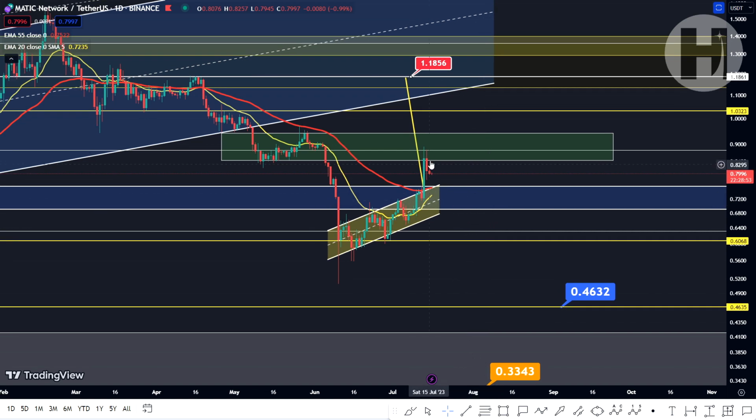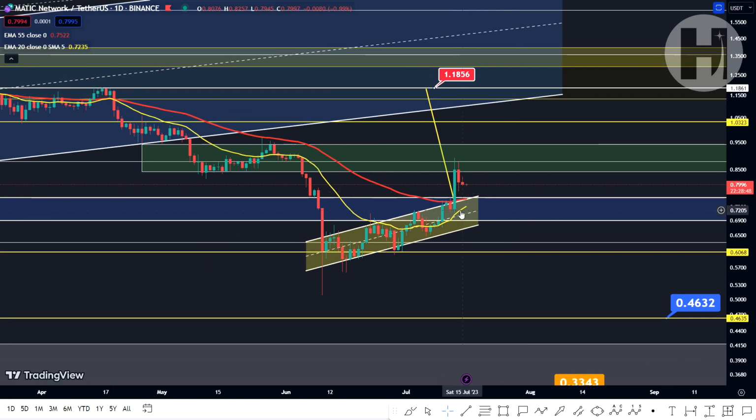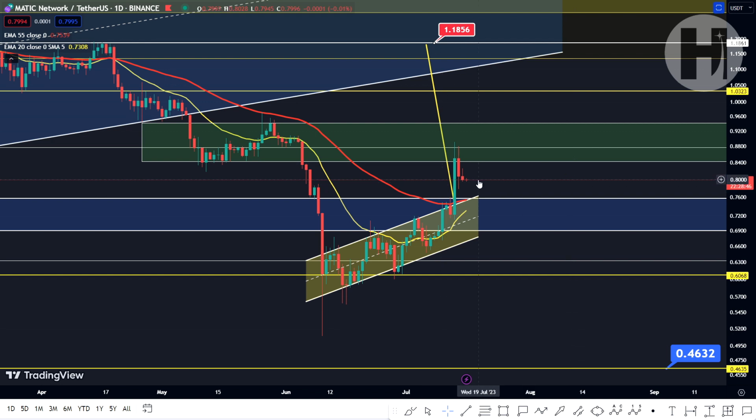Right now, I would say probably just wait a little bit, because we are overextended. You can see the distance in between the price action and the 20 MA, and it also looks like we're about to print a bullish cross here. The 20 EMA is about to cross the 55 EMA in a few days.